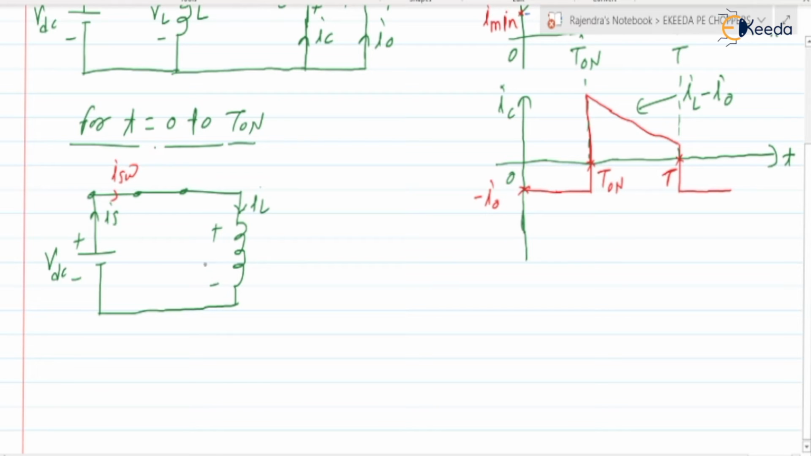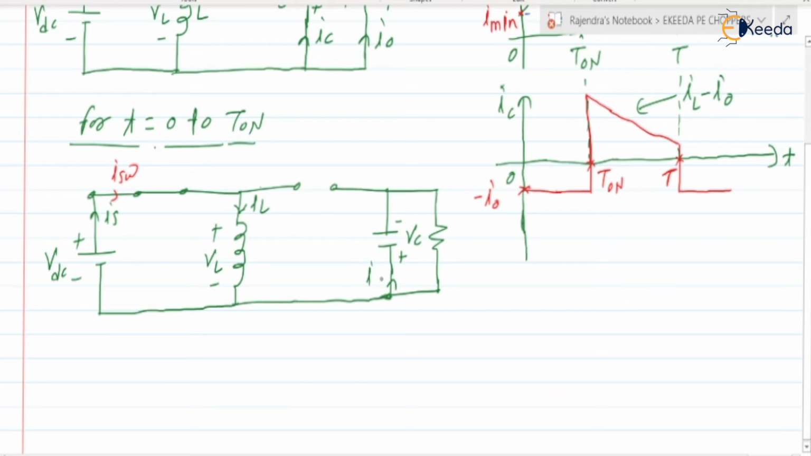The voltage across the inductor is VL. The inductor goes on storing the energy. The diode will be in the off state. The capacitor goes on discharging. So point to be noted: when the switch is in the on state, the capacitor discharges, and when the switch is in the off state, at that time the capacitor charges. When the switch is in the on state, the inductor stores energy, whereas the capacitor discharges.